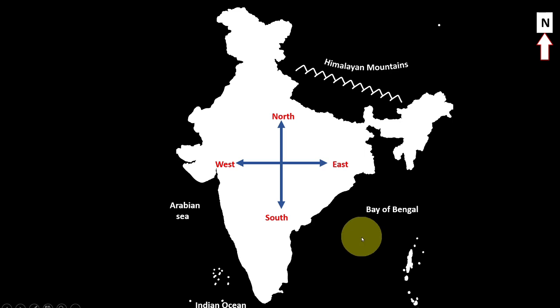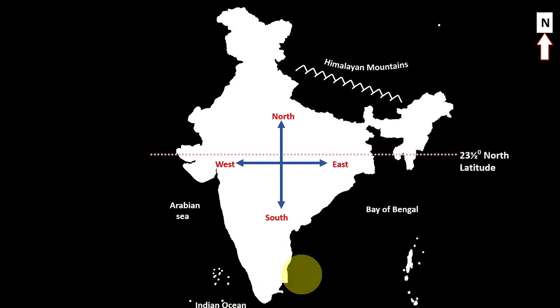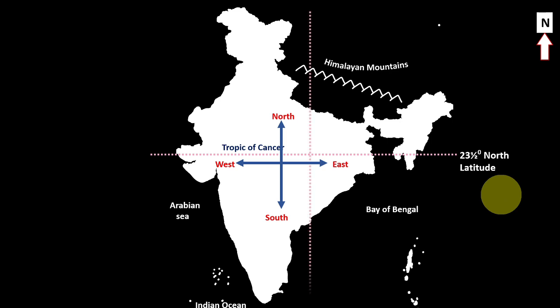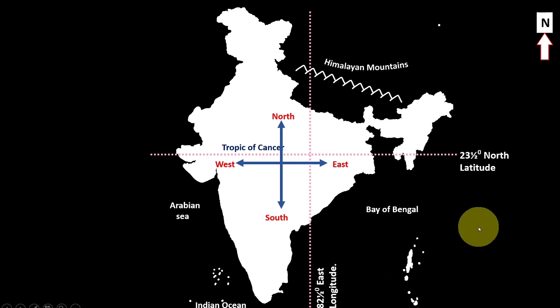Once again, Bay of Bengal on east, Arabian Sea on west, Himalayan mountains on north, and Indian Ocean on south. These are the four major directions, and we have four boundaries. An imaginary line which passes through India and divides it into two equal halves is the 23.5 degree north latitude, the Tropic of Cancer. At the same time, one more imaginary line which passes through India is the 82.5 east longitude, which is considered and recognized as Indian Standard Time. That is 82.5, that is IST.